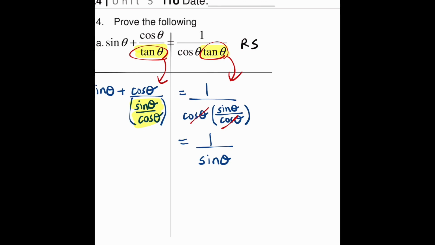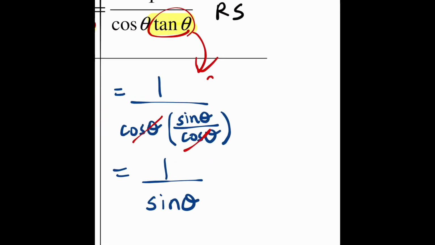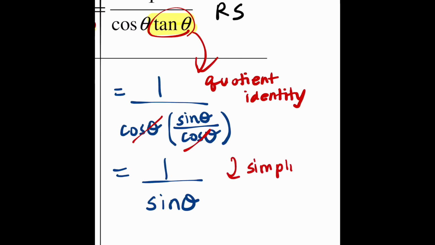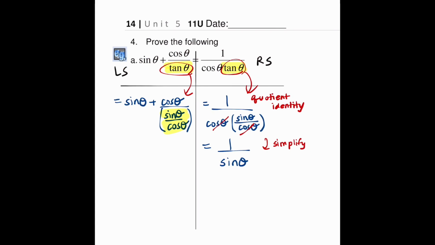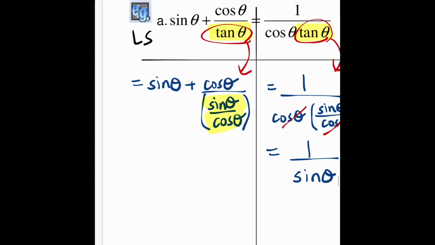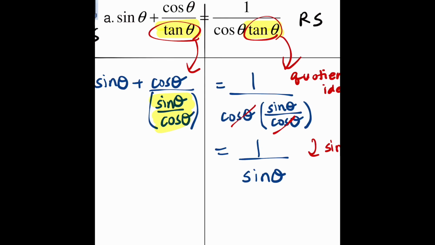I do need to write down how I'm getting these. So first step, I use the quotient identity that says tan theta is equal to sine theta divided by cos theta. And then from here to here, I just simplified. So that is the right side. So I know that I want to try to get it to look like the right side as much as possible, and the right side is simplified as much as I can.